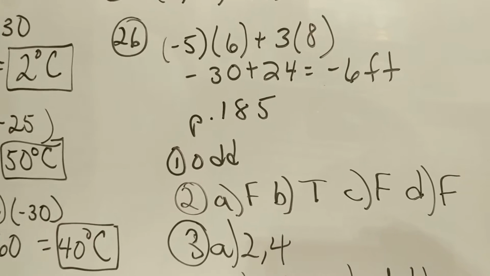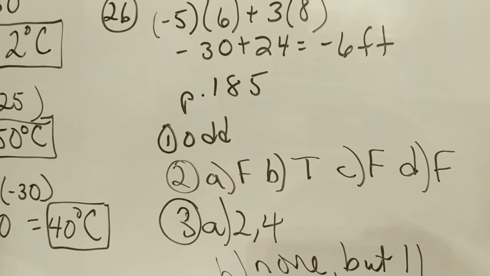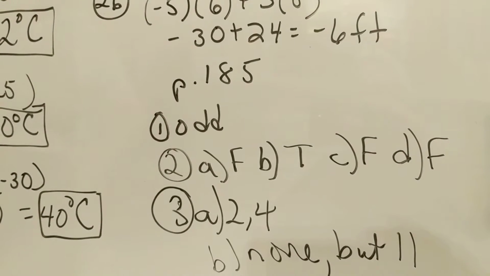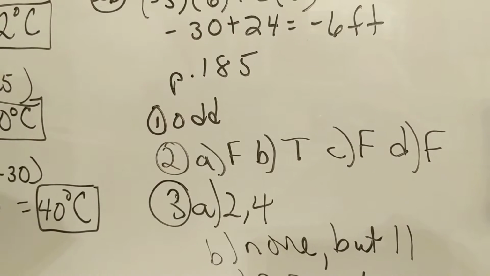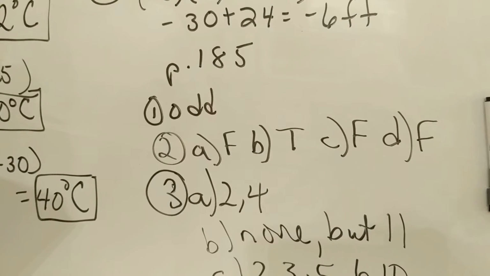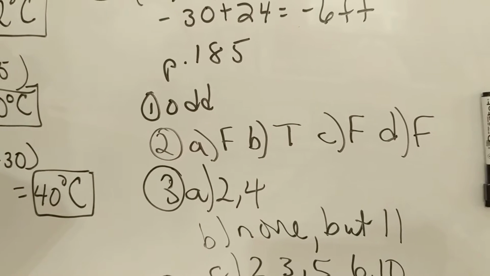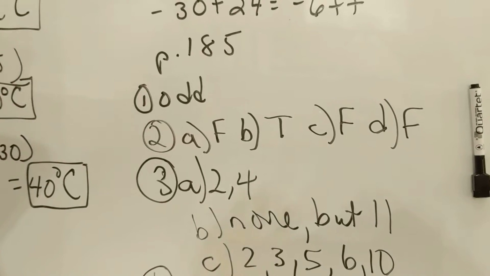All right, let's go to page 185. Page 185, the first question is, if you multiply an even number by 2 and add 1, is your answer even or odd? It's odd, and you can try any number for yourself. All right, the answers for 2, A, B, C, and D. The only true one is B. Let's look at that just a minute.